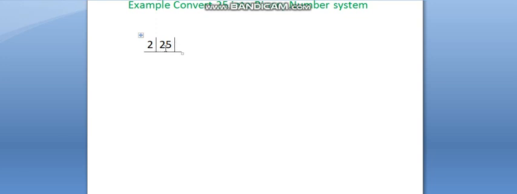ठीक है, it's a odd number. Whenever you are going to divide odd number by your even number, as 2 is your even number, so what will be the remainder? 1. रिमाइंडर हमेशा 2 से डिवाइड करने के बाद क्या आएगा? या तो 0 आएगा या 1 आएगा. तो now this 25 is odd number, so what will be the remainder? 1. Then what you have to do?